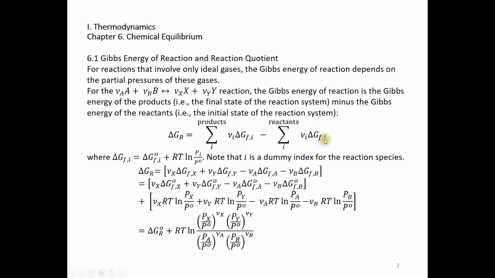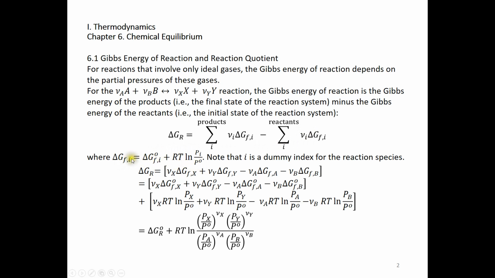Over here, we use the same notation for the index I. However, this I has to be one of the reactants. Again, it's products minus the reactants, because the final state is the products. The initial state of the system is the reactants. Now we have this equation.